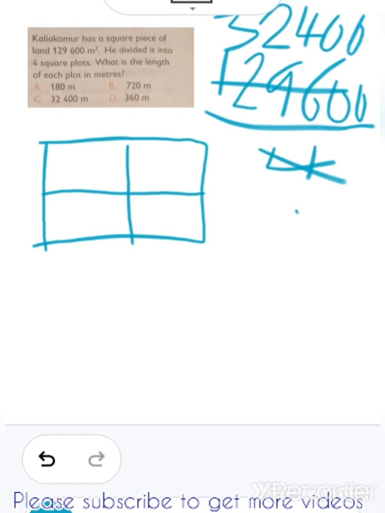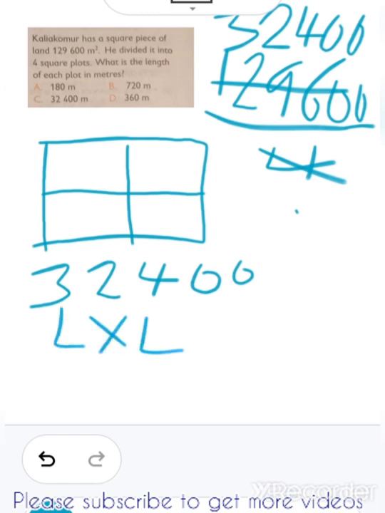So each plot of land, each of the 4 squares which are plots, will be 3,240,000. This is the area of each plot of land. Remember, the question is asking, what is the length of each plot in meters? So this is the area, and remember, area of a square is length times length. So which number do we multiply by itself? You get 324 and the square root of 324 is 18.